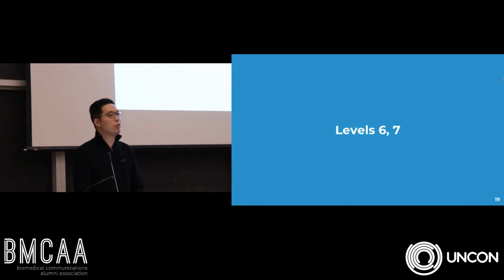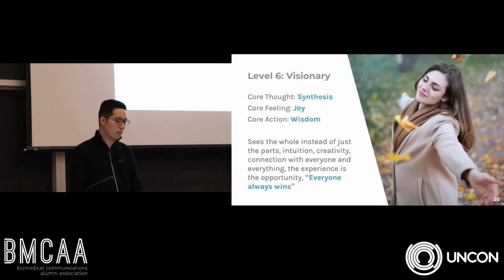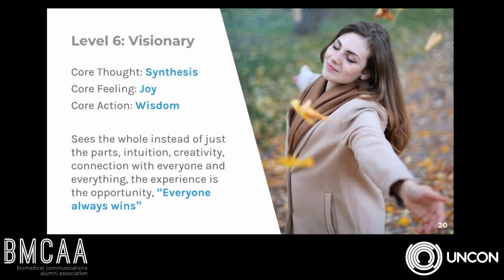So the highest 2 levels, levels 6 and 7, in terms of anabolic energy, are next. We've got level 6 here, the perspective of the visionary. Now, this is where we have a core thought of synthesis. So we see the bigger picture instead of just the individual parts. And in so doing, feel a deep sense of connection between everything in the system or the world or the universe, however you're looking at it, leading to a feeling of joy and wisdom.